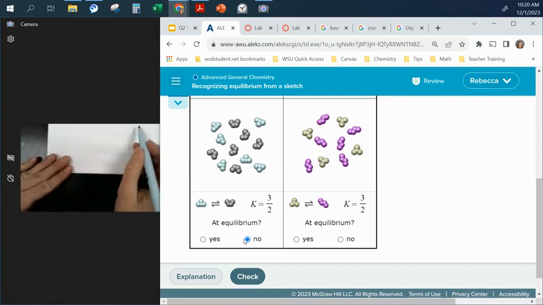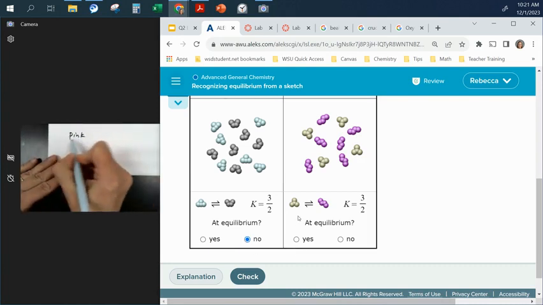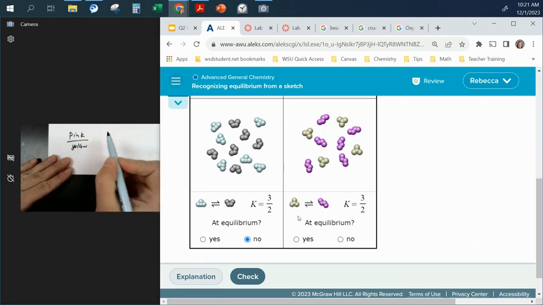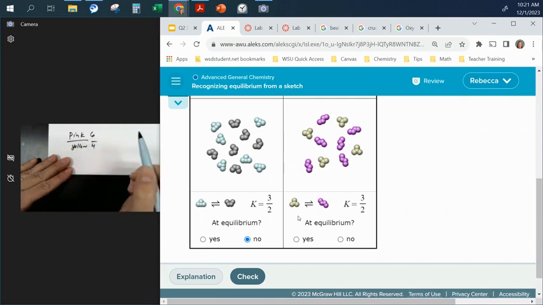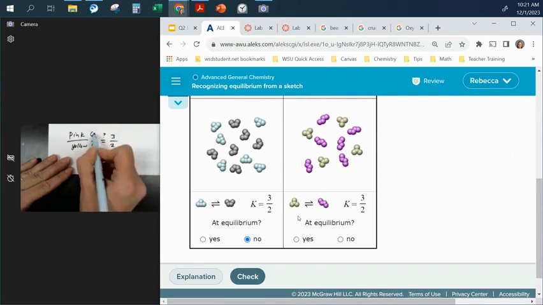And the last one, products over reactants. So I'm going to call that one pink over golden. We'll just call it yellow. So there's 1, 2, 3, 4, 5, 6 pink ones over 1, 2, 3, 4 yellow ones. Products over reactants. This should equal 3 over 2 at equilibrium. So is this true? Yes. If we simplify this, divide by 2, divide by 2. This is also at equilibrium. Yes. Okay.